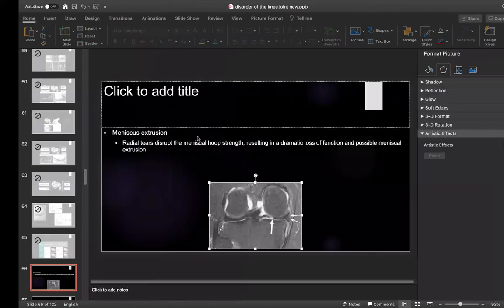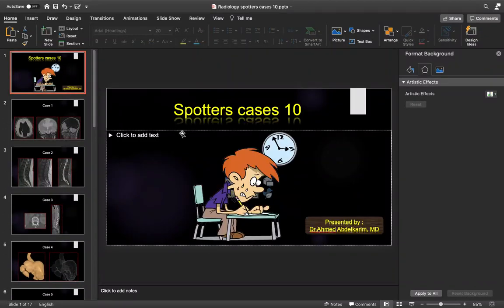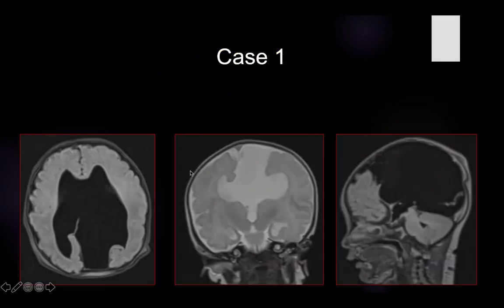Okay, let's discuss these cases. Here in case number one, this case was discussed in the last film reading session. It shows a partial agenesis of the corpus callosum. The anterior aspect is present here, the rostrum and the genu, while the posterior aspect of the corpus callosum, including the body and the splenium, is absent. So there is a partial agenesis of the corpus callosum.